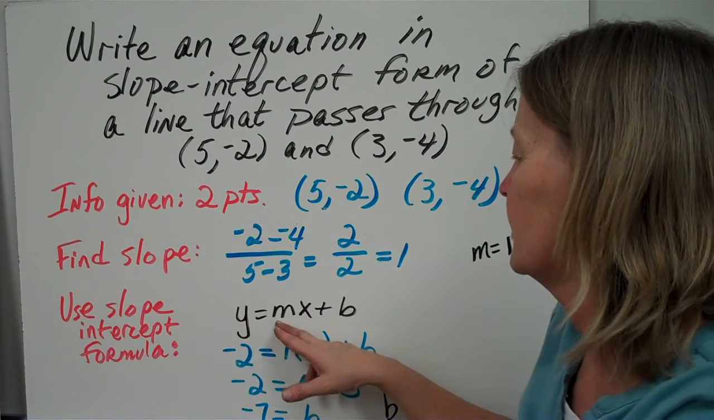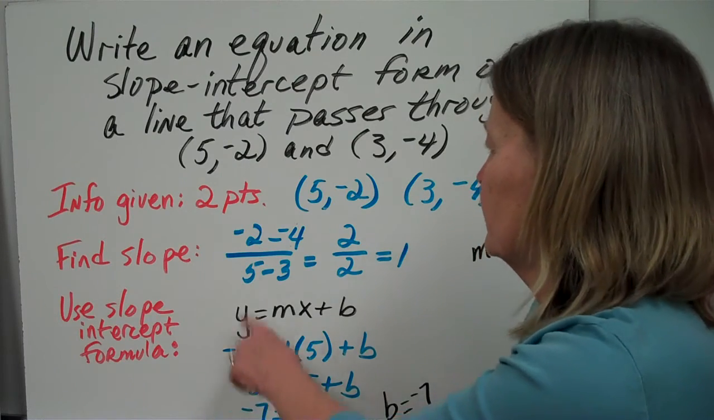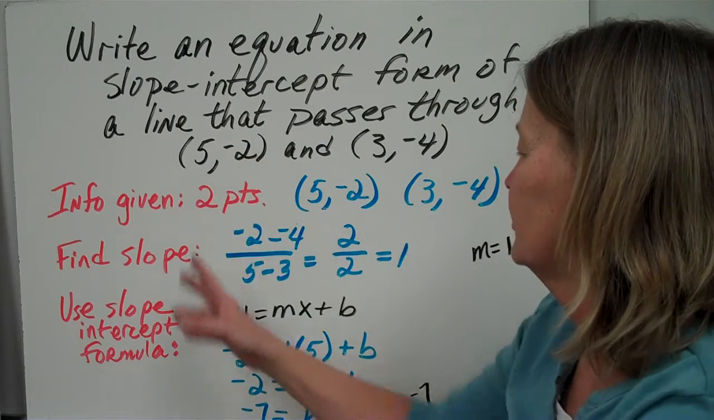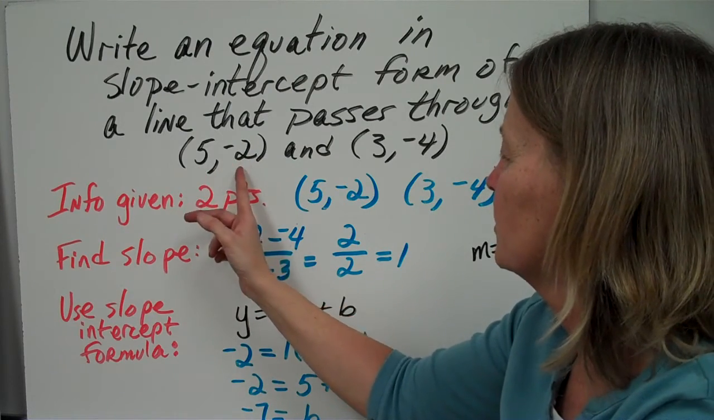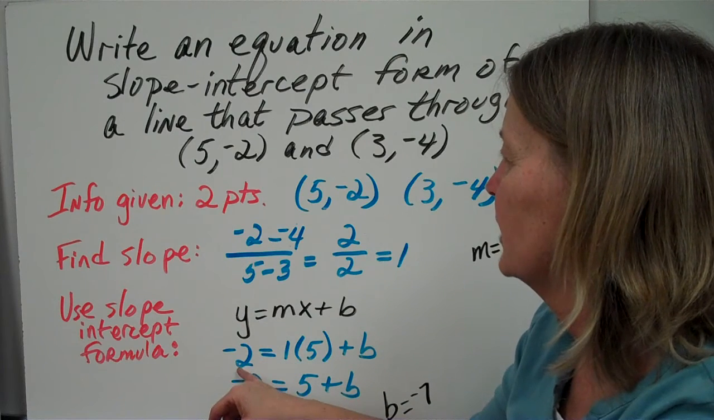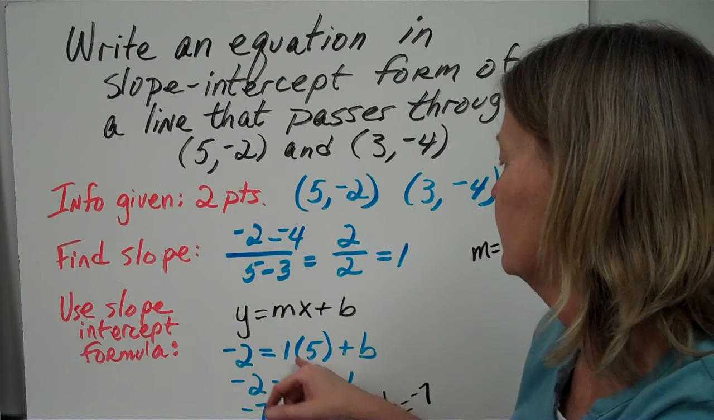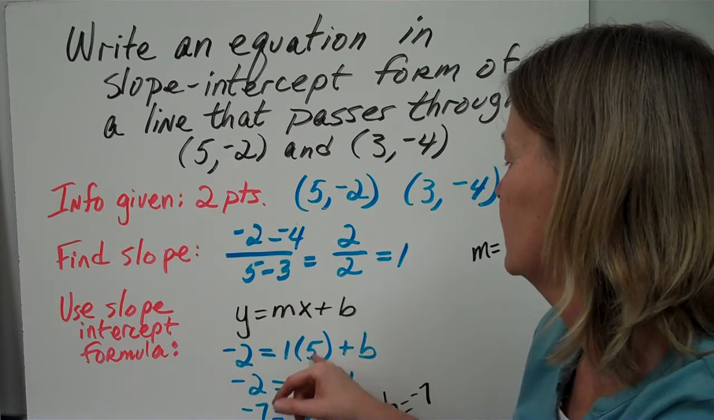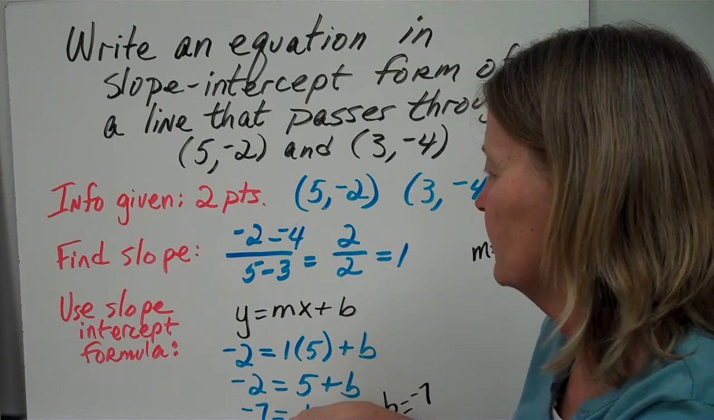Now go back to your formula, y equals mx plus b. So what you're going to do is fill in either point. I chose this one. Let's use this point for this problem. This is your x, this is your y. In place of y, put your -2 equals slope, we found to be 1, x value is 5, plus b. Doing the math, we get b as -7.